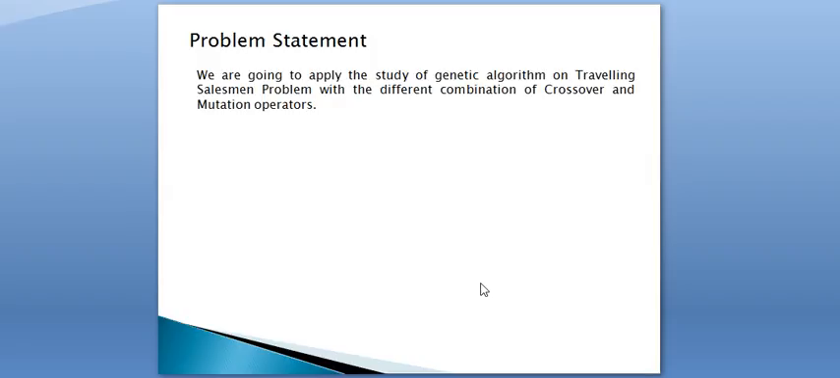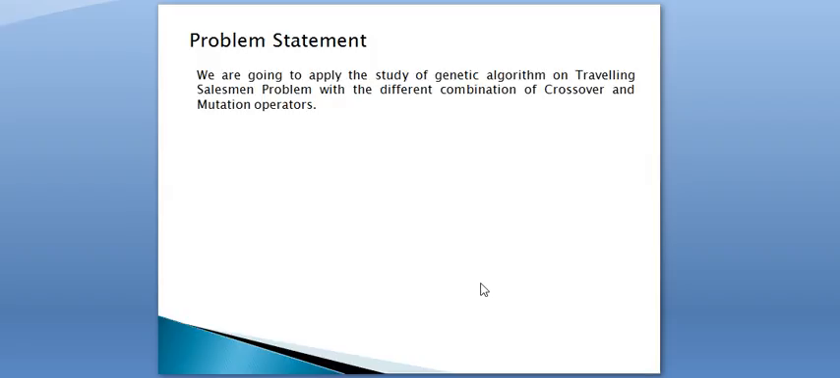First, we are going to see the problem statement of this topic we are going to explore, which is that we are going to apply this study of genetic algorithm on traveling salesman problem with different combinations of crossover and mutation operators. The term genetic is a biological term and is related to the natural process we see in our daily life, like two people meet, fall in love, and produce a child. This whole concept is adapted by the computer science department and named genetic algorithm.